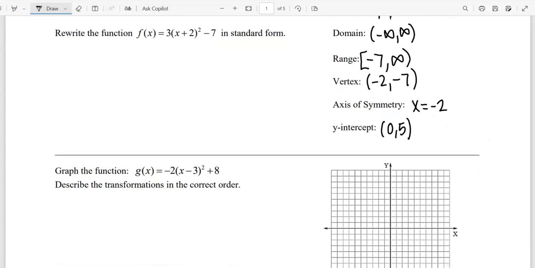All right, now we got to rewrite in standard form. What do we know about standard form for a quadratic?